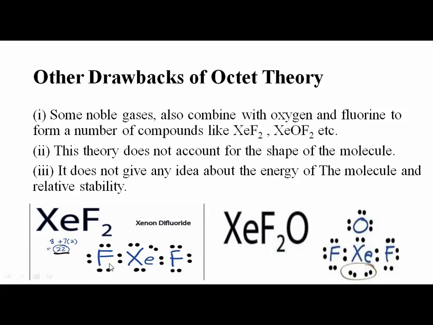So here, this is the molecule xenon difluoride. This is the molecule XeOF2. This was not explained by the octet rule, like how a noble gas is forming a compound. Apart from that, the theory does not account for the shape of the molecule. We have seen so many explanations regarding the octet rule now. We tried to write the structure based on the octet rule.